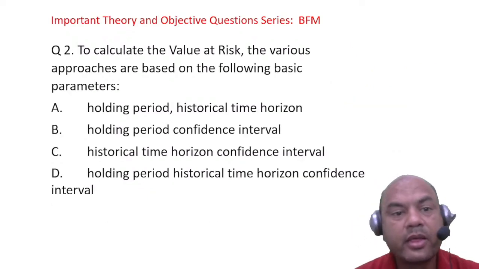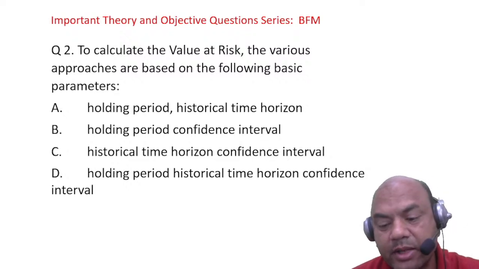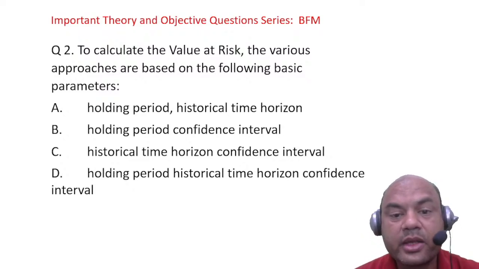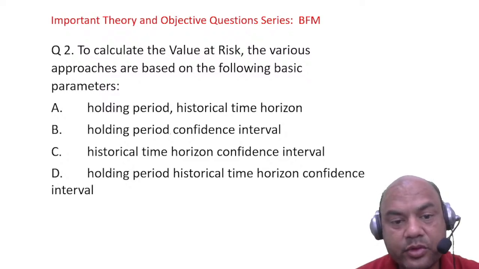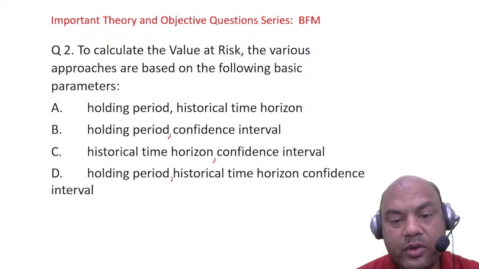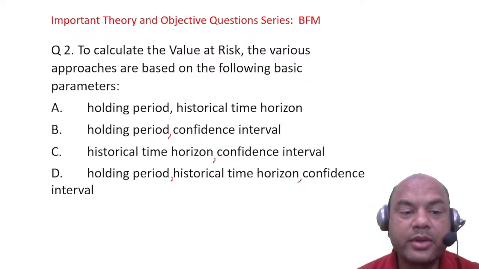To calculate the value at risk, the various approaches are based on the following basic parameters. All these approaches, or the three approaches which we saw over here, are based on what parameters? Holding period, historical time horizon, and confidence interval. All the three. So what is the correct option, A, B, C or D?